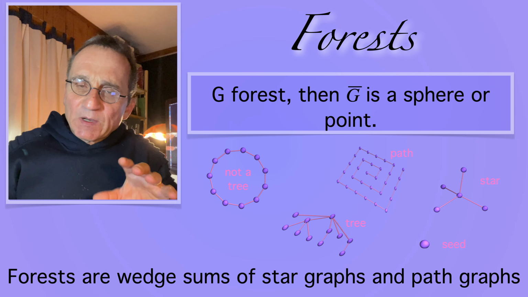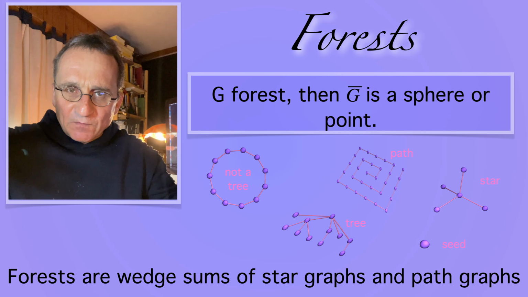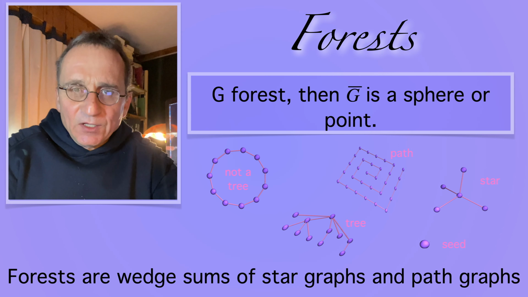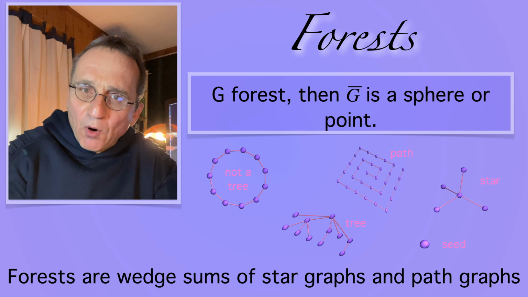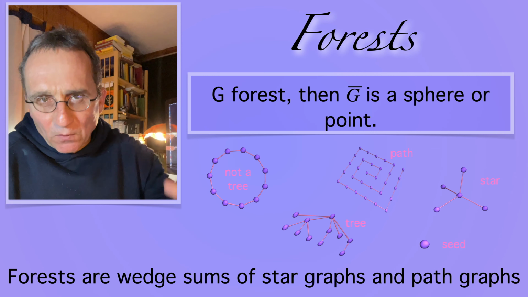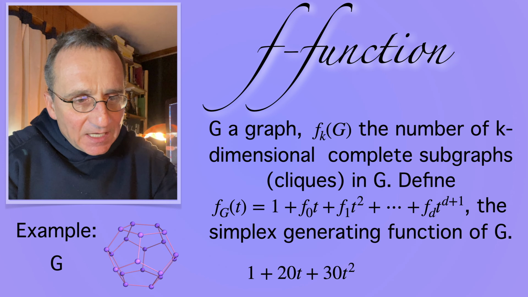It goes always between contractible and sphere in this case. So one of the consequences is if you have a forest, you can take the graph complement of a forest, and for a tree, you just always get a sphere or a point. And then when you take the graph complement of a forest, you get always a sphere or a point, which is kind of a nice result.